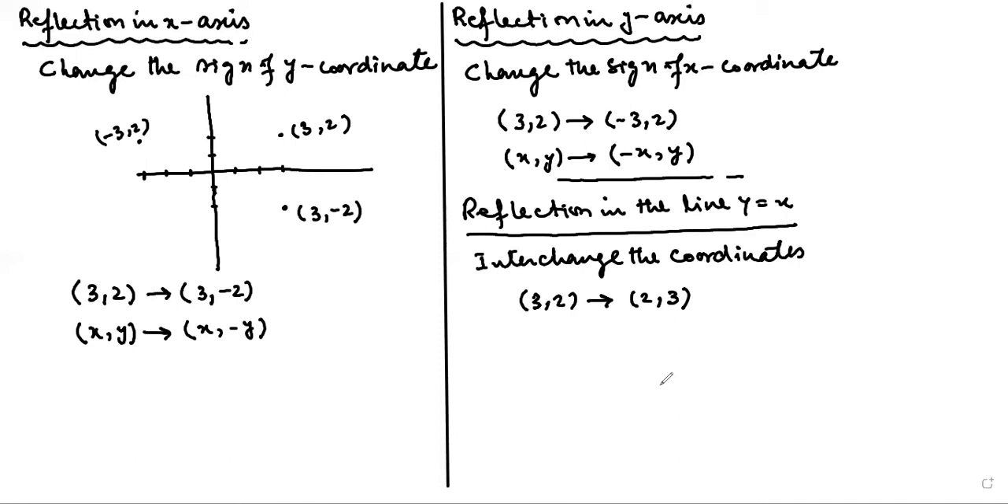When we take the inverse of any function, we interchange the coordinates. We interchange the domain and the range. We interchange x and y. Whenever we want to find out the inverse of a function, we interchange the coordinates. We interchange the range and domain. We interchange the x and y. Okay. And there was also a translation.